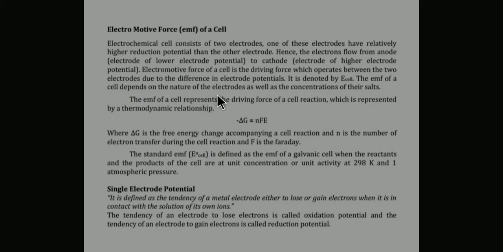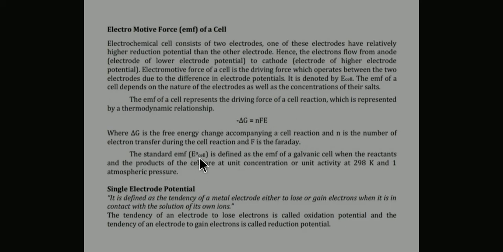And the EMF of the cell can be represented as minus delta G equal to nEF. As I already mentioned, delta G is the change in Gibbs free energy. n is the number of electrons involved in the reaction. F is Faraday's constant, as you already know. Okay, E is the EMF, or you can say electrode potential.